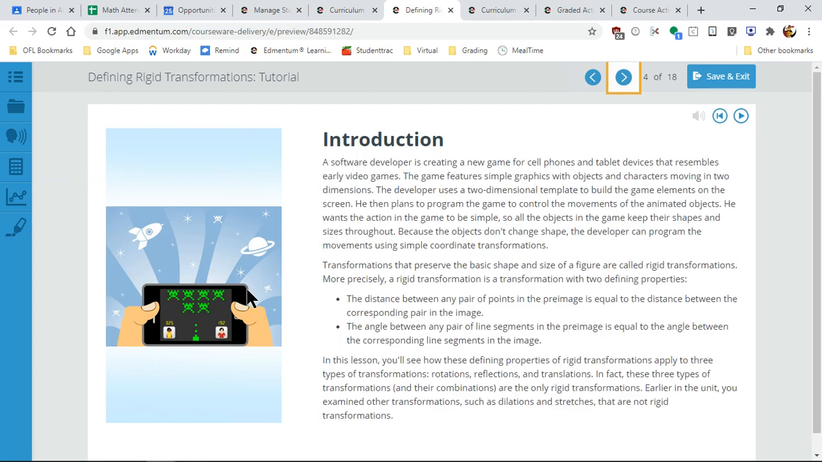So in the introduction, they're talking about a software programmer who's creating a game for phones and tablets, and his goal is to move these objects around, but they don't change shape, so they don't get bigger, smaller, or anything. He just needs to program it where these objects can take shape. So I think that was one of the things we covered at the beginning with careers.